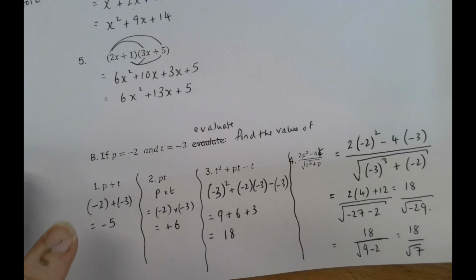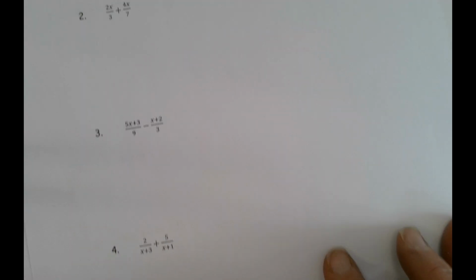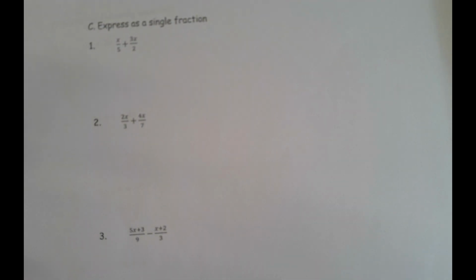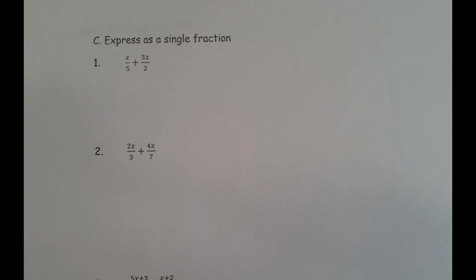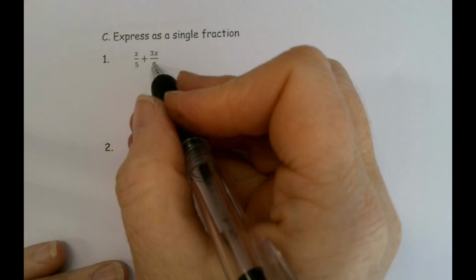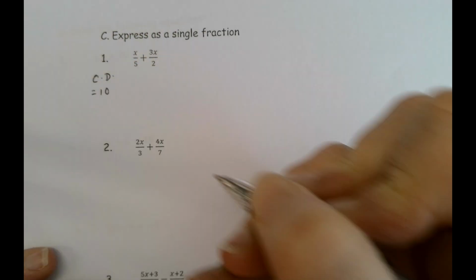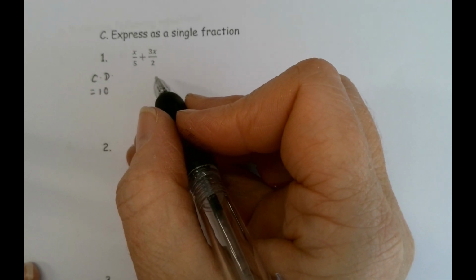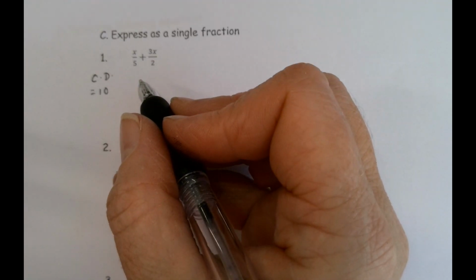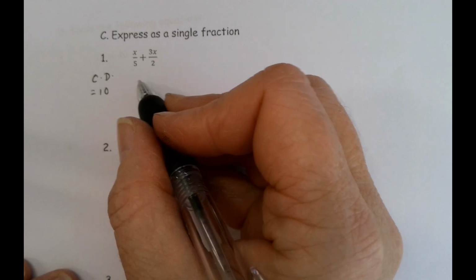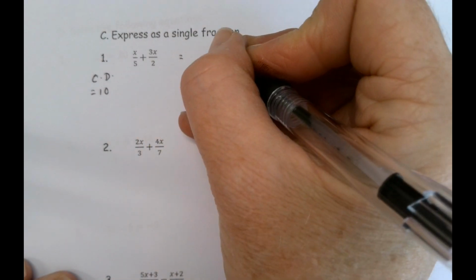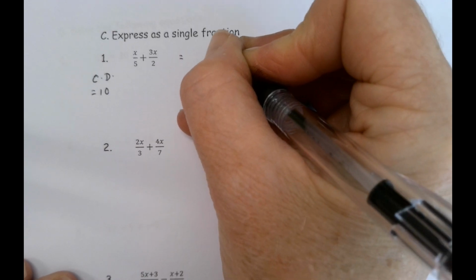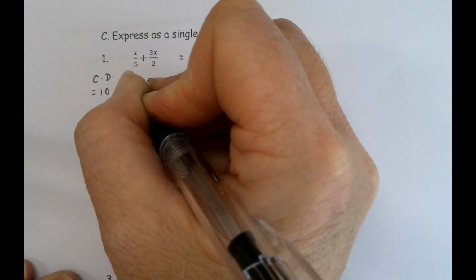Okay, over the page, adding algebraic fractions. So like with all fractions, we've got to make sure that we have a common denominator. So for 5 and 2, the common denominator is going to be 10. How did I know that? Because it's the smallest number that 5 and 2 go into. It's the LCM of 5 and 2. So they both go into 10. So that's going to be x. Let's write it over 10.